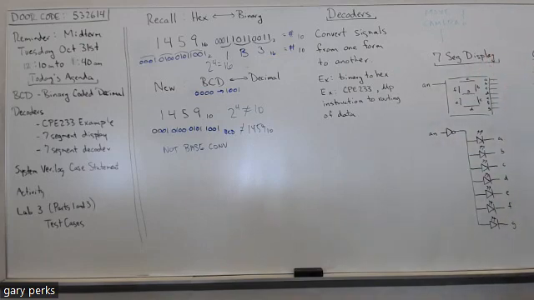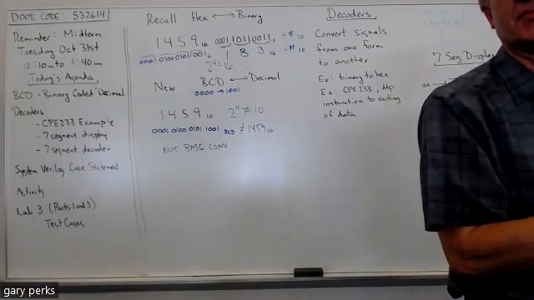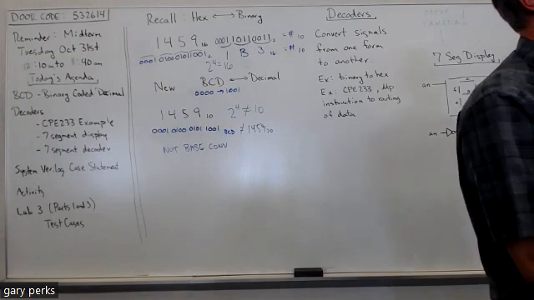Okay, next thing is, let's talk about how a 7-segment display works. This is part of lab 3, where you're going to use the 7-segment displays that are on your Basys 3 board. You have 4 7-segment displays.